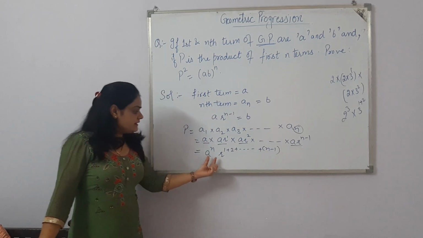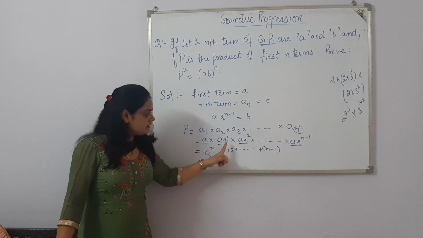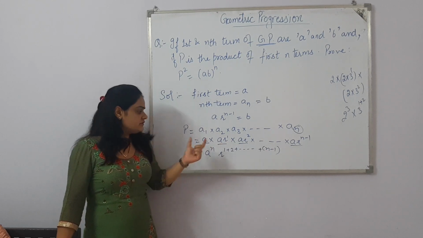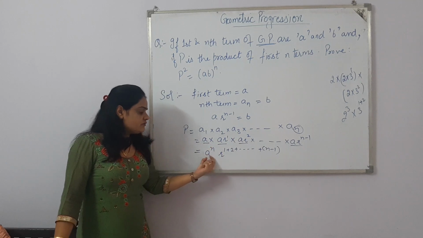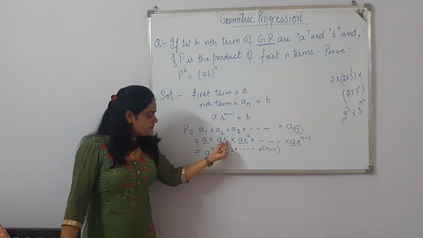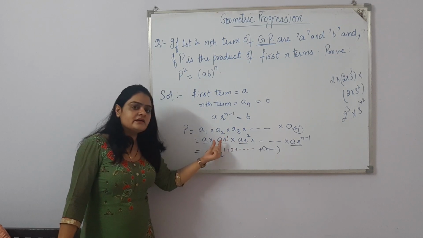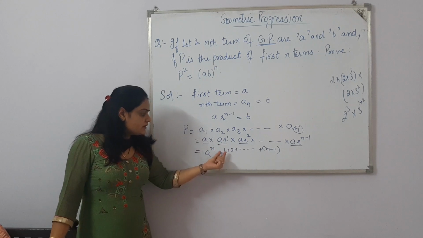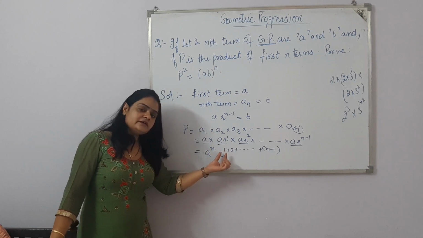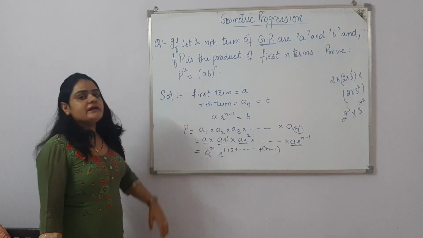A raised to power n, how does it come? Because A is coming in the first position, second position, third position and last position. That means A is coming n times. So A raised to power n. And R in between, bases are the same, and in between a multiplication symbol is there. So we can add the powers by that property that you already did in 10th class: 1 plus 2 plus 3 and so on up to n minus 1.